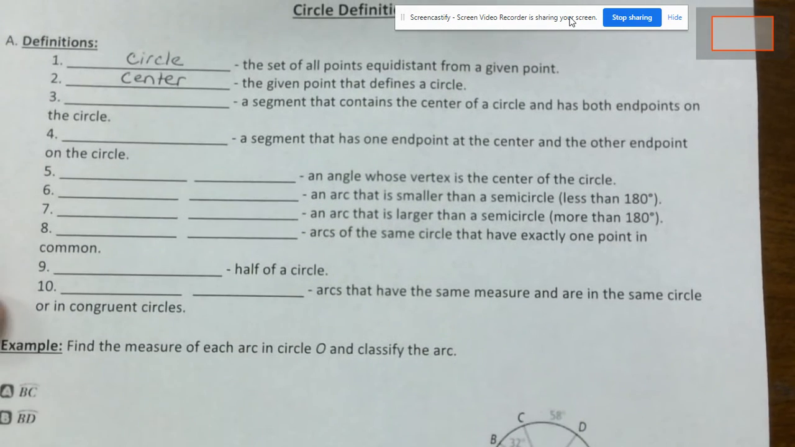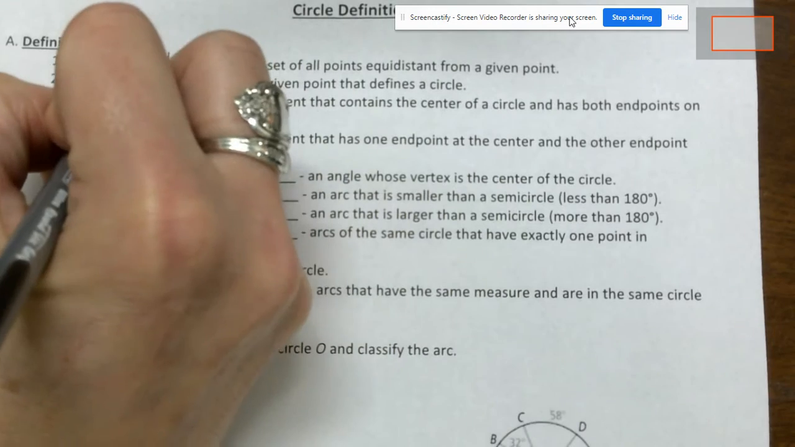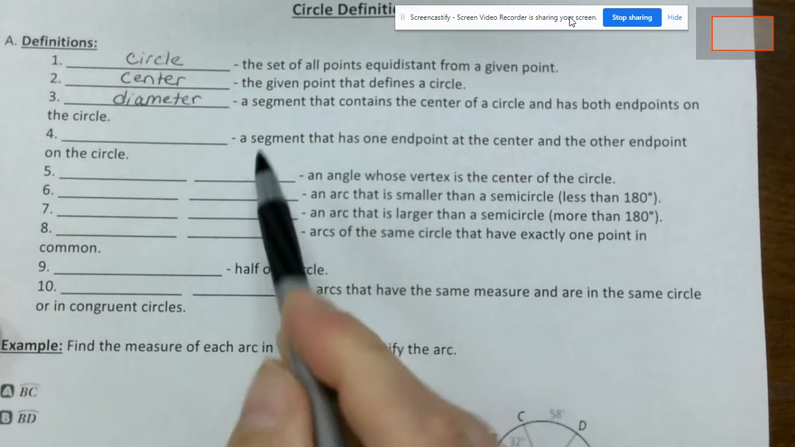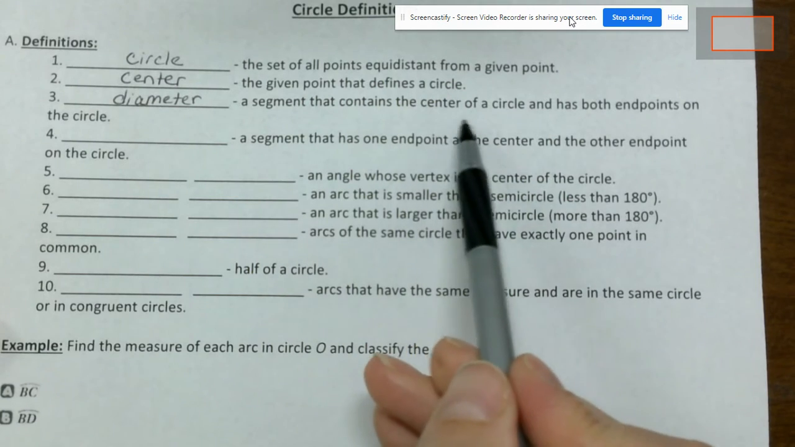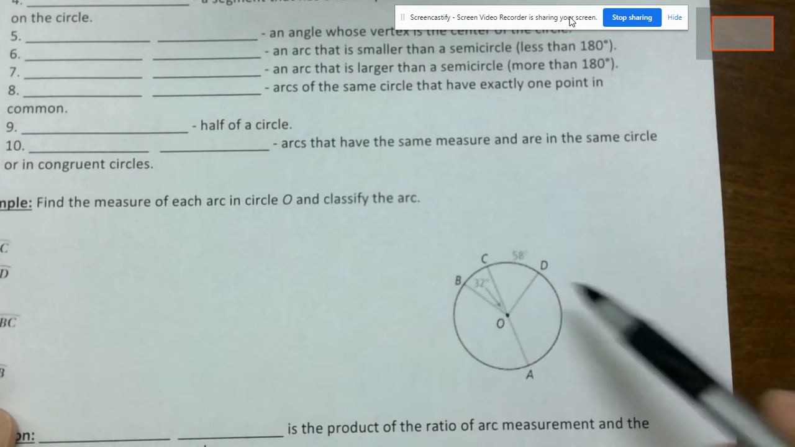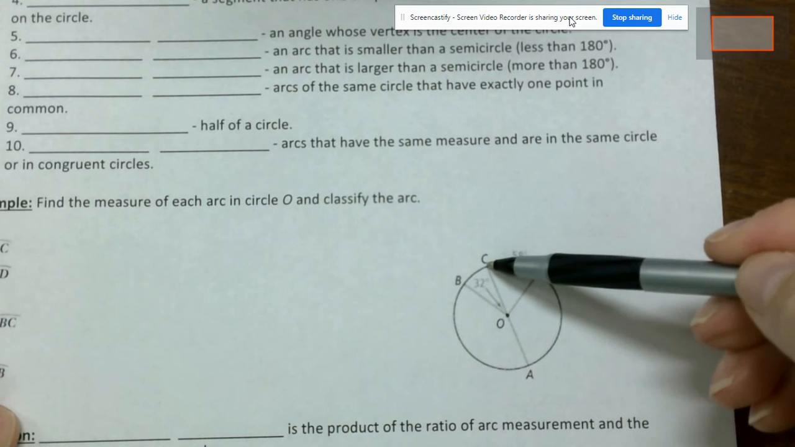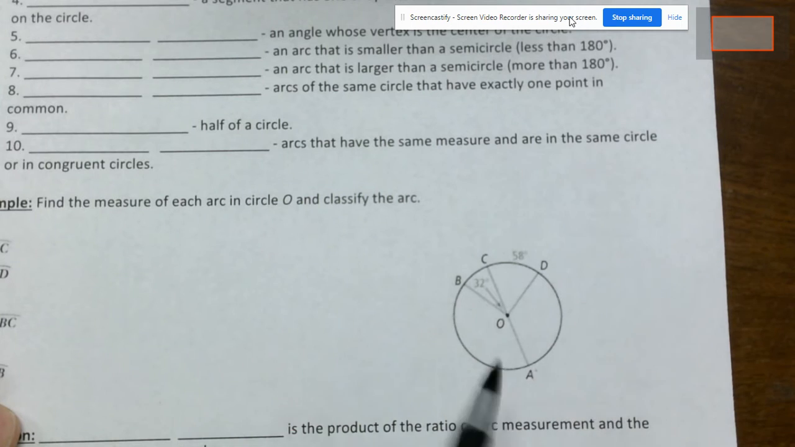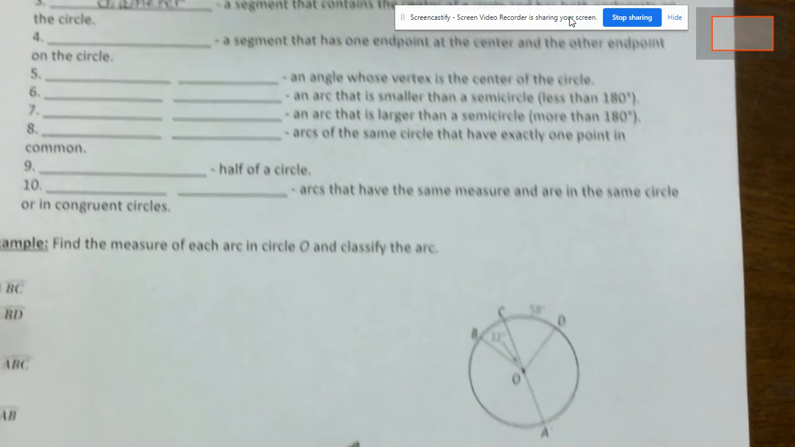The next definition is for diameter. And you've seen that one before. We've even talked about it in here. And that is the segment that contains the center of the circle and has both endpoints on the circle. So like for instance here, from C down to A, that is the diameter of this circle. It's all the way across the circle.